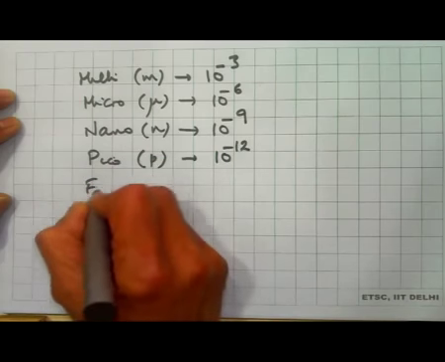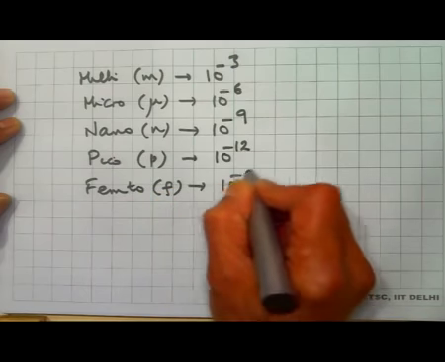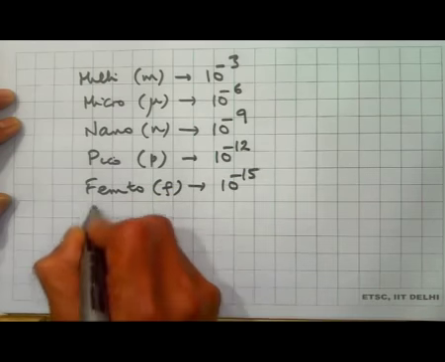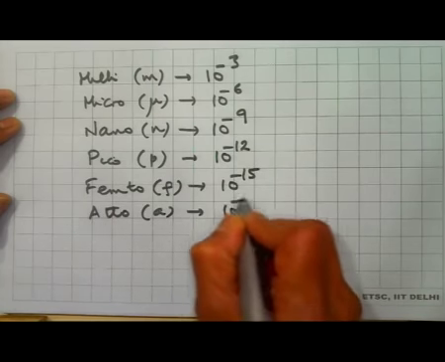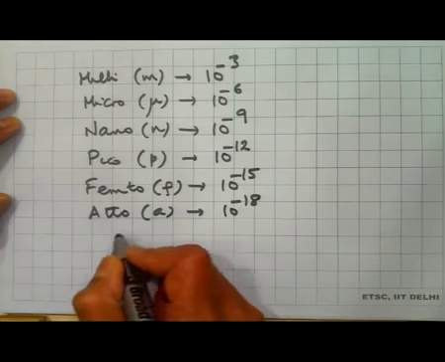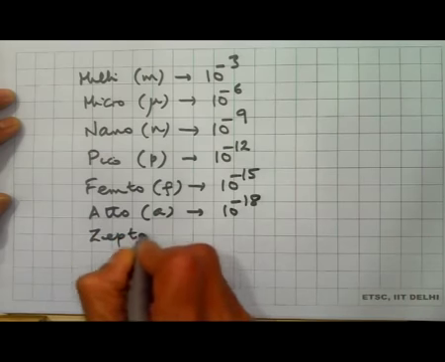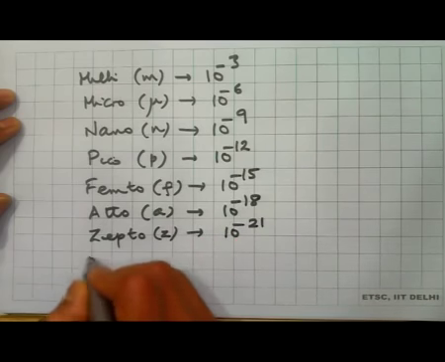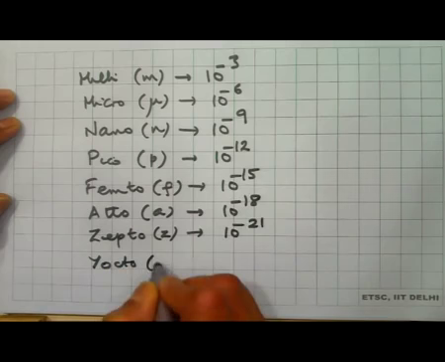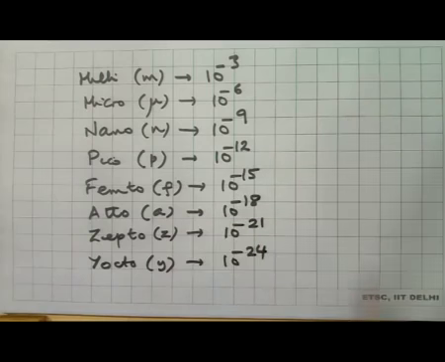Then we have femto, written as f, this is 10 to the minus 15. Then we have atto, 10 to the minus 18. So, 1 atto Coulomb would mean 10 to the minus 18 coulombs. Then you have zepto, which is small z, 10 to the minus 21, and yocto, small y, which is 10 to the minus 24. So, these are all quantities which can be used.